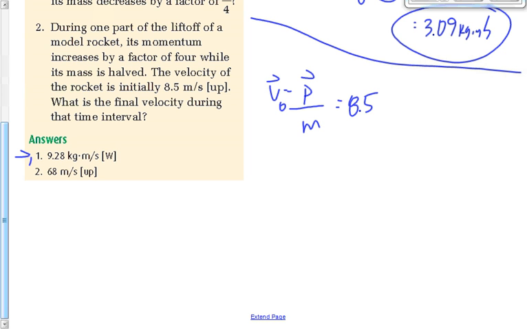My new velocity will be my new momentum, which is 4, over my new mass, which is half. Oh, this is a little bit tricky, eh? It's 4 divided by a half. It's 8, right? Use your calculator for that, or do you use the grade 7 dividing fractions method?